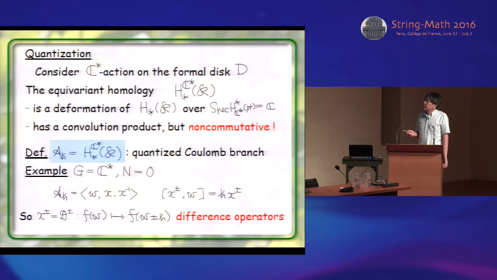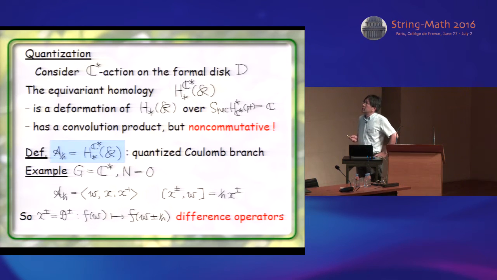So I consider the C star equivariant cohomology of this infinite dimensional space. And then this is a deformation. More precisely, this is the free module over the equivariant cohomology of a point, whose spectrum is just C. So this is the deformation of A star R, the commutative coordinate ring of the Coulomb branch, parameterized by C. I usually denote the point in C by H bar, the Planck constant.